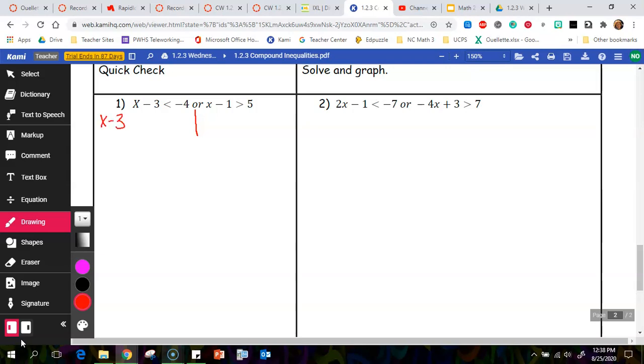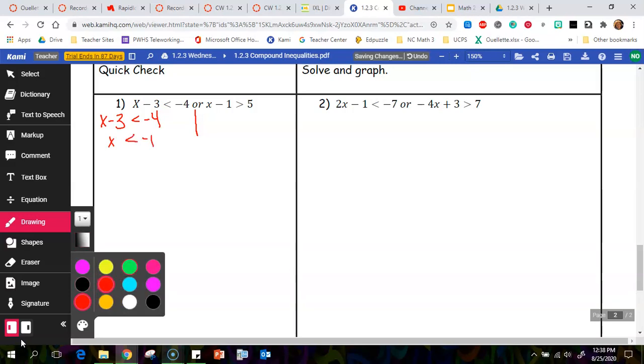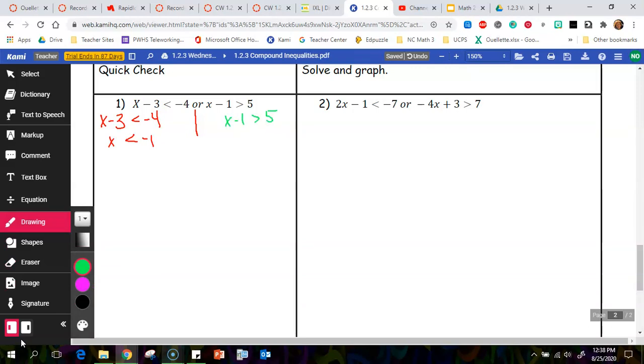X minus 3 less than negative 4. Add 3. X is less than negative 1. Okay, and then we'll do green over here. X minus 1 greater than 5. Add 1. X is greater than 6. Okay, so this time, though, my word is or. So it could be less than negative 1 or greater than 6. The word and means that it has to be true.